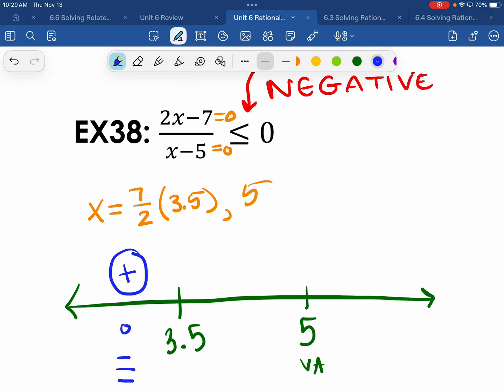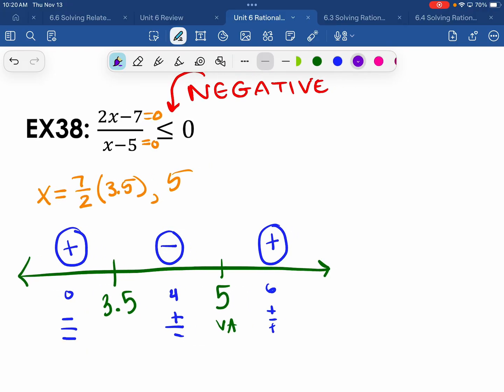What's a good number between 3.5 and 5? 4. All right, so 2 times 4 is 8 minus 7 would give you a positive. And then 4 minus 5 on the bottom would give you a negative. So a positive divided by a negative is going to be negative. All right, and then what's a good number on the right side of 5? 6. All right, so that's going to be positive.